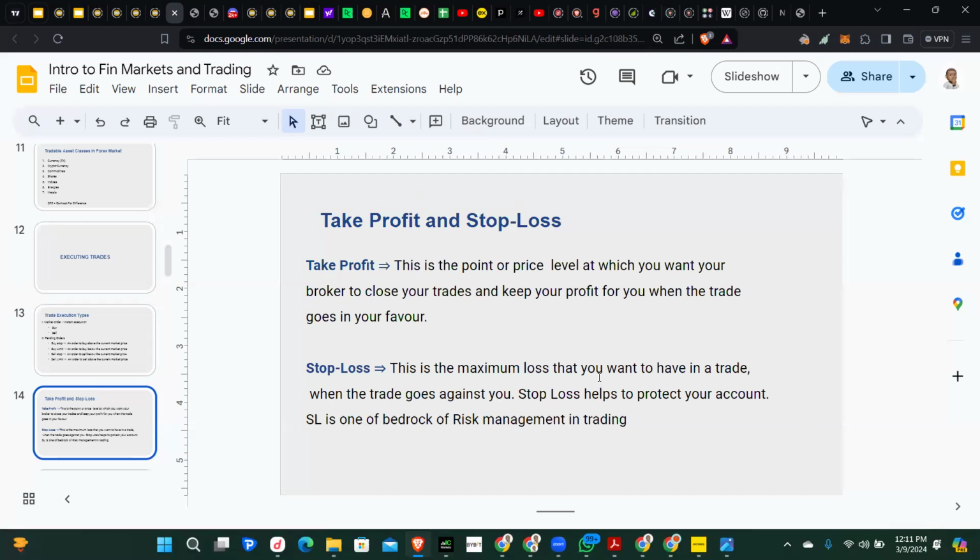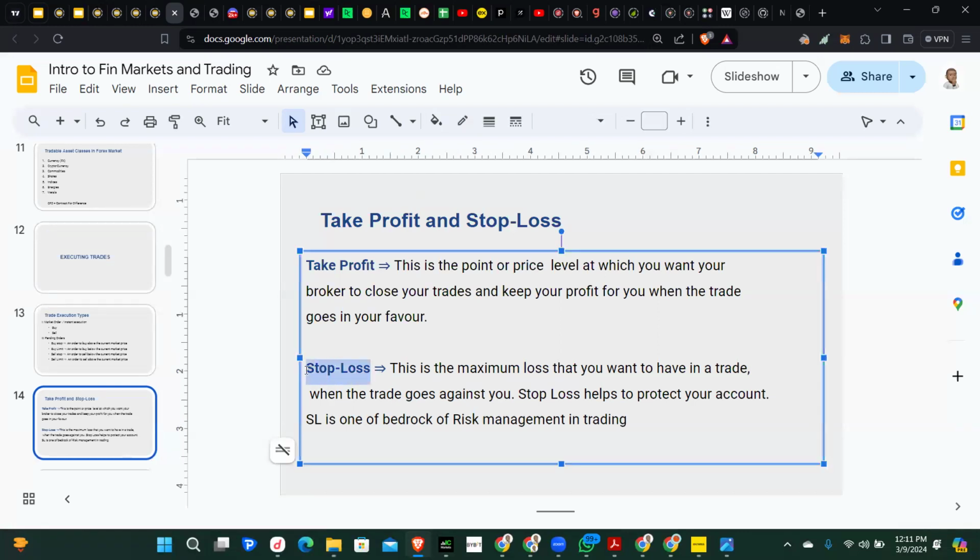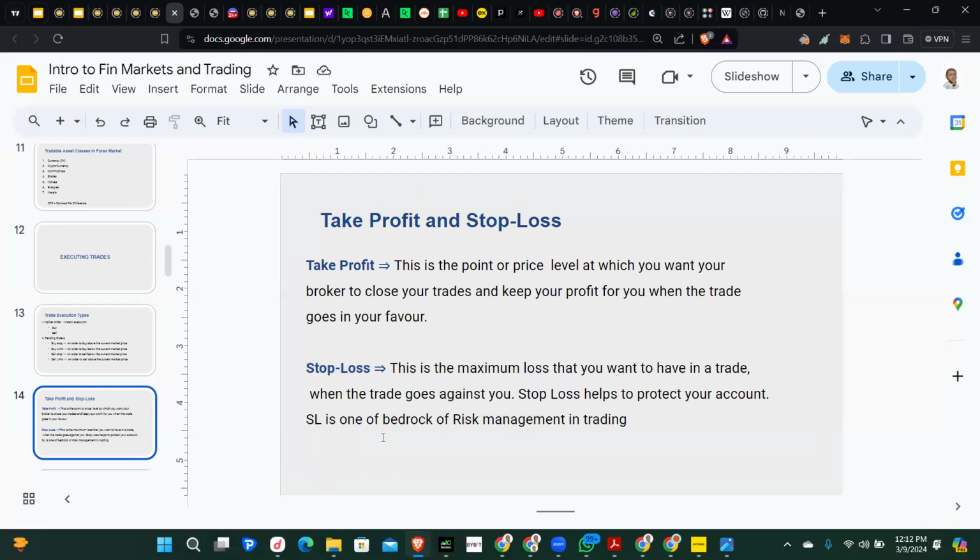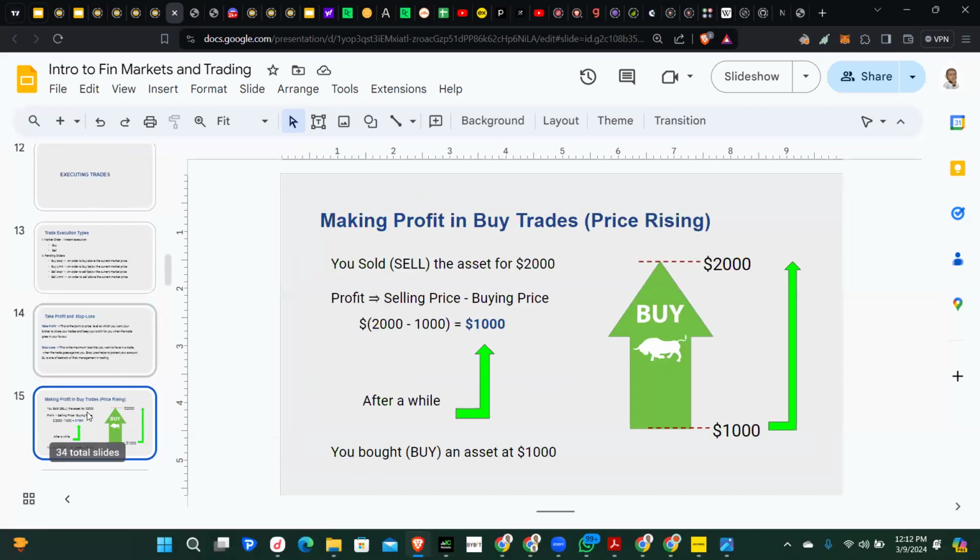With your stop loss, you already know how much you are losing. You already know the maximum you are going to lose if the trade goes against you. So with that, you've already conditioned your mind. Okay? So it's the bedrock of risk management. So you don't joke with this, guys, please. It's very, very important. In the risk management session, we are going to treat this more, go in depth to understand it more, and how we do the whole calculation and everything. Now let's see how you make profits in a buy trade.